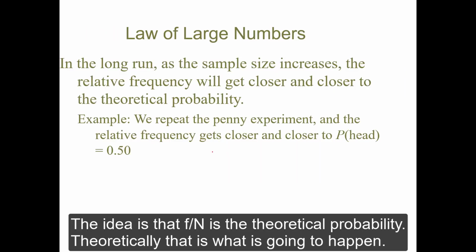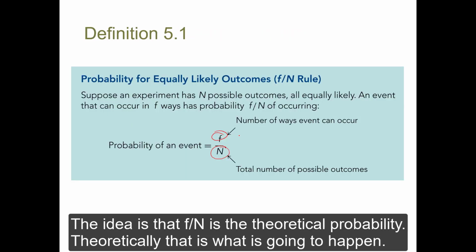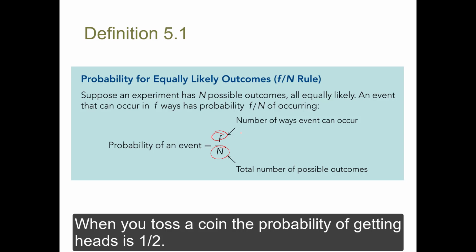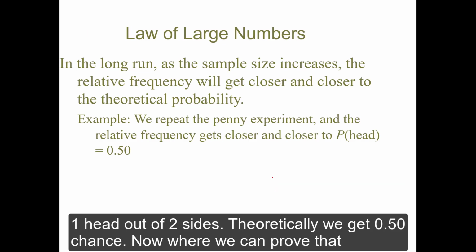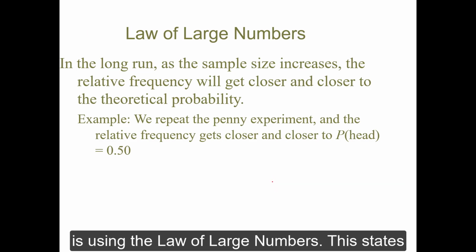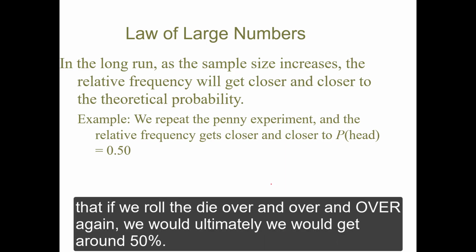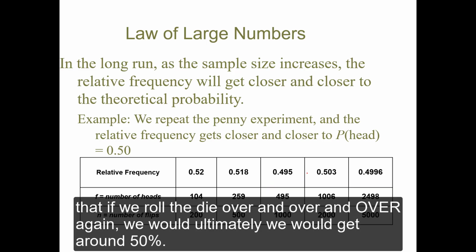Now the idea of that is that's our theoretical probability, right? That's just theoretically what's going to happen. Think of when you toss a coin, the probability of getting heads. So getting heads, that's 1 head out of 2 sides, so theoretically you get half a chance. Now, where we get that and how we can prove that is using the law of large numbers. Law of large numbers states that if we roll the die over and over and over again, ultimately we would get around 50%.